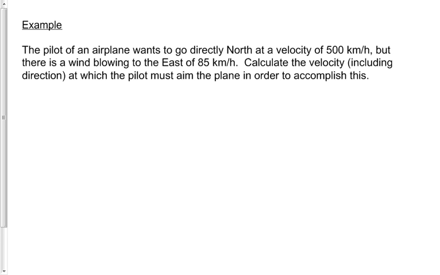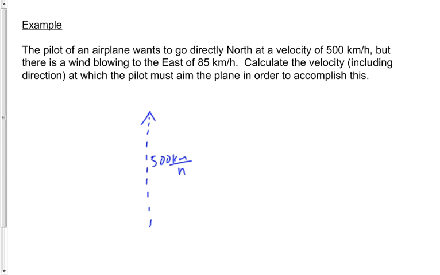It doesn't say the pilot is actually going north, but if the pilot wants to go north, we'll assume that he or she actually goes north. So we're going to make that a dotted line. That's not contributing to where we go. That is where we go. So dotted line, 500 kilometers per hour to the north.